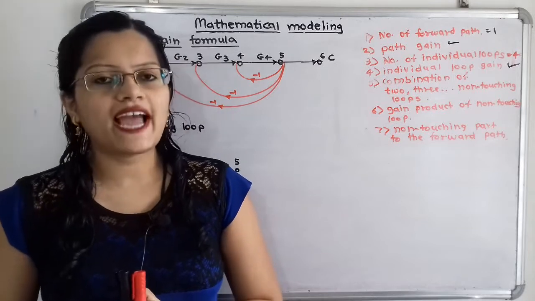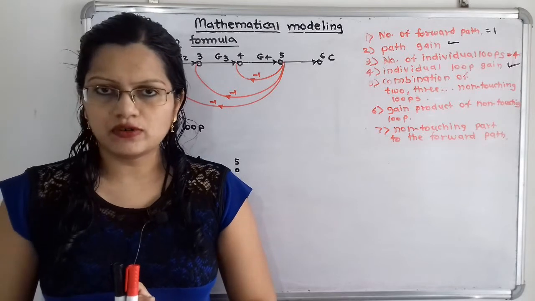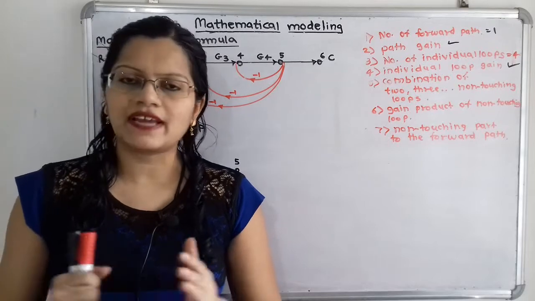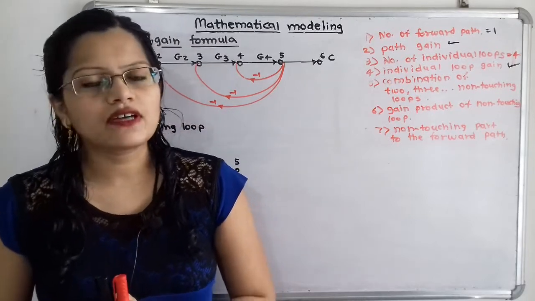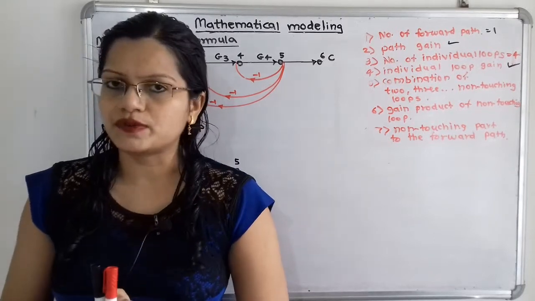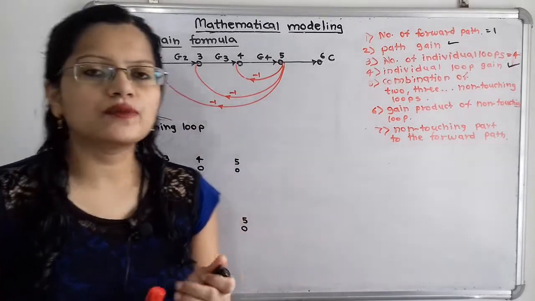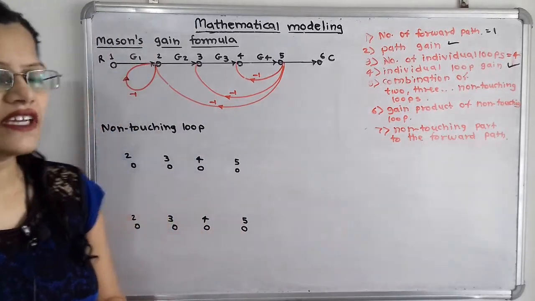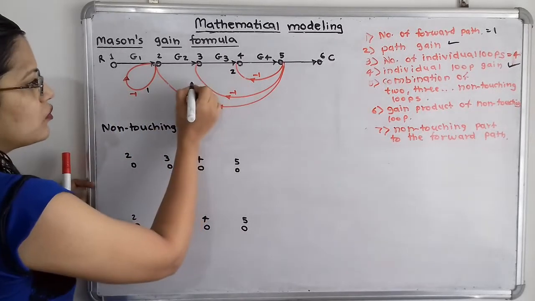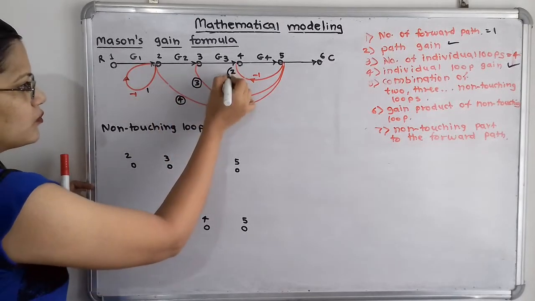Next point is we have to write possible combinations of 2 non-touching loops, then 3 non-touching loops and 4 non-touching loops, and so on. So we will first find out what is the possible combination of 2 non-touching loops. Now we know that in this question the number of loops is equal to 4. So I will give here the numbers. I will say that this is the first loop, then second loop, third loop and fourth loop. So these are the 4 loops.